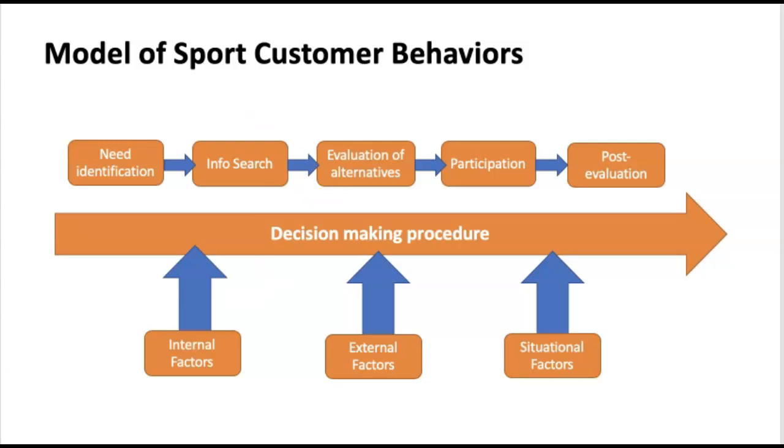So this is the model of sports consumer behavior, right? The decision-making process includes five steps: need identification, information search, evaluation of alternatives, participation, and post-evaluation, right? That will be impacted by internal factors, including motivation, perceptions, your personalities, and your learning behaviors, right? And also by external factors, including your social classes, culture, reference group, and situational factors, as we explained previously. So this is the decision-making process.